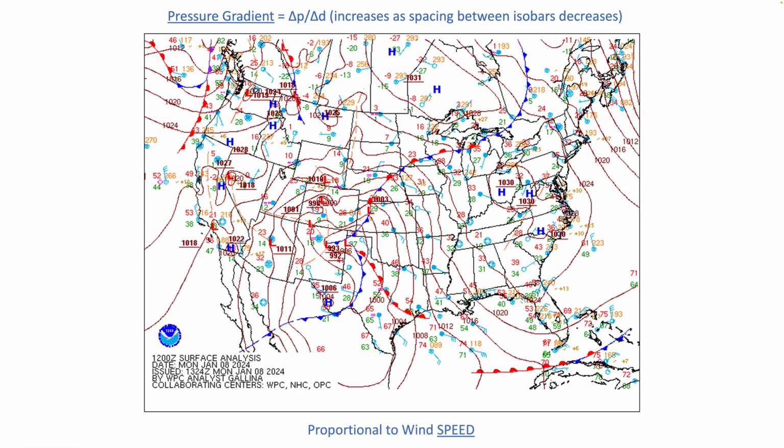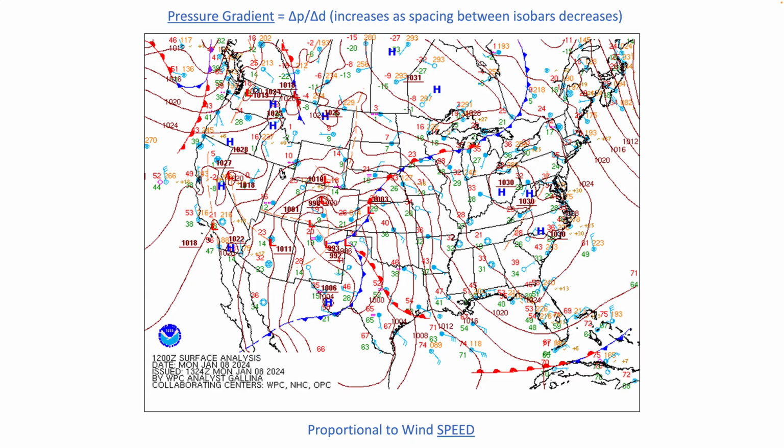Now this is important because the magnitude, or the size, of the pressure gradient is proportional to the wind speed. So the closer the isobars are packed together, the faster the winds tend to be. And the further apart the isobars are from each other, the slower the wind tends to be.